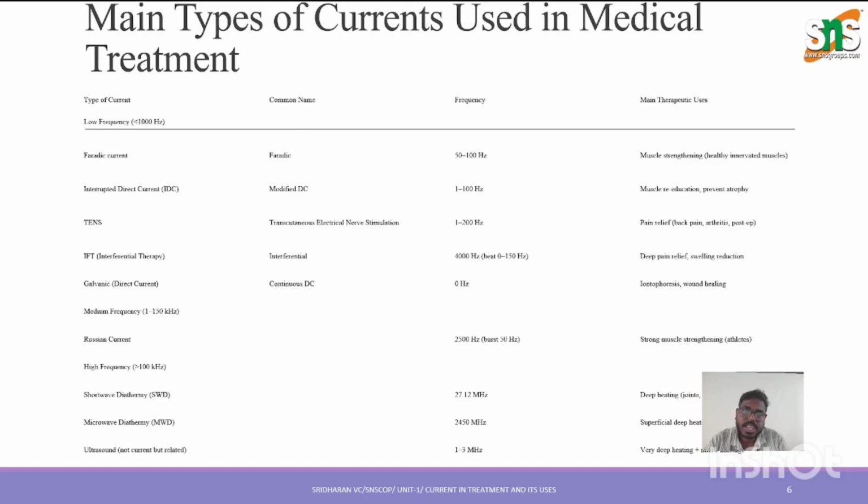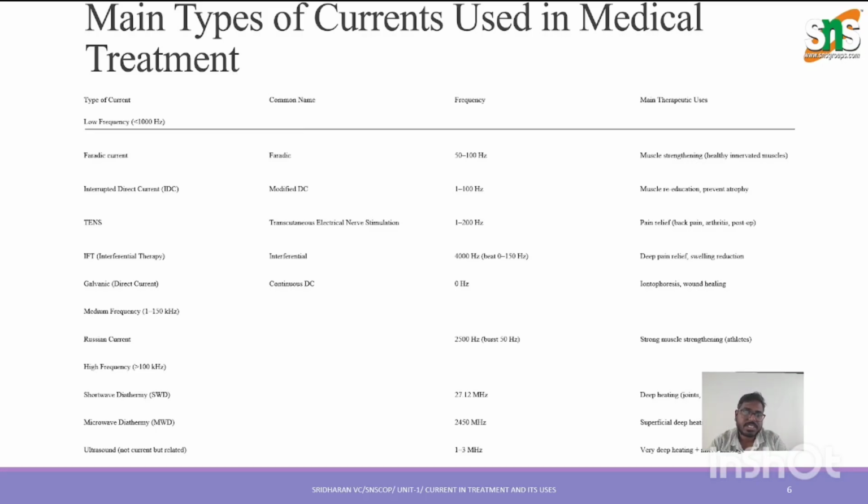And next, we're going to see about the IFT. IFT is the interferential therapy, also called interferential. Here, the frequency is around 4000 Hz. That's why it does not come under the low frequency current. It mainly comes under the medium frequency current. This interferential therapy mainly helps in deep pain relieving conditions and also reducing swelling. Next, the galvanic current, or DC current, also called continuous DC current, has a frequency of 0 hertz, mainly used in iontophoresis and wound healing.